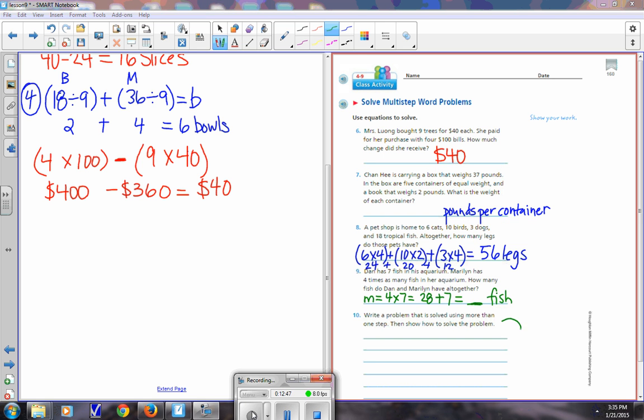I would love it if you could write me a word problem that might stump me with more than one step. I believe you have 1, 2, 3, 4 that you need to set up and do on your own, and I look forward to practicing a few more of these with you tomorrow.